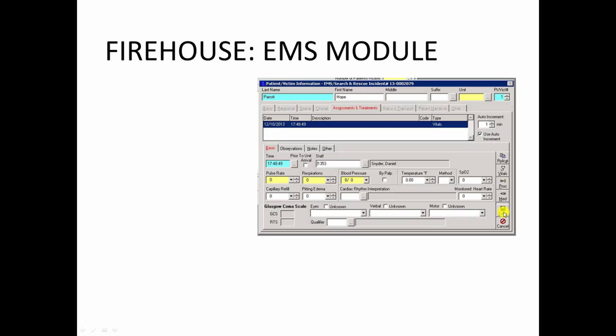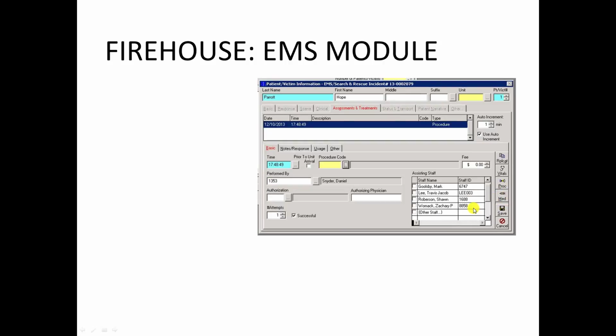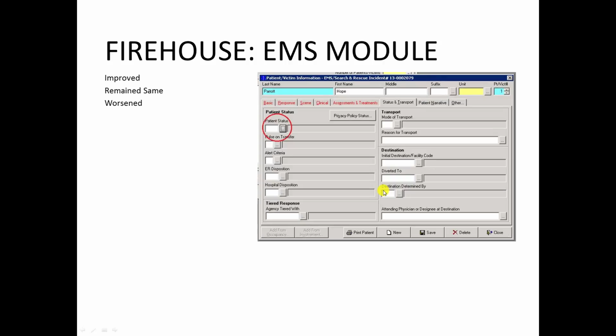From this window, you'll hit the save button, or if you want to add a procedure, you can do that here. You can add a medications field from here. When you add your procedure code, you'll have your time, who performed the procedure, and what the procedure code is. And if there's any assisting staff, you'll select that over here.